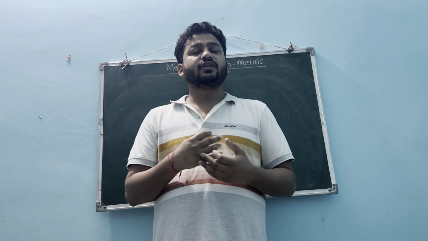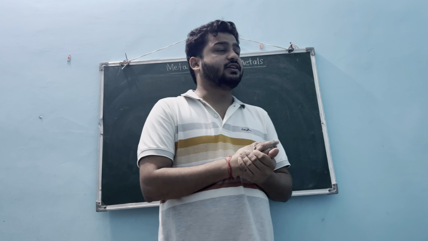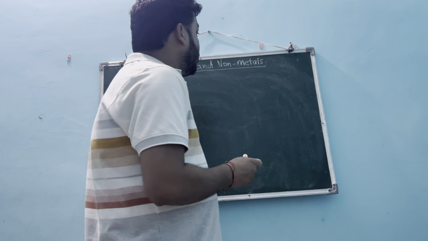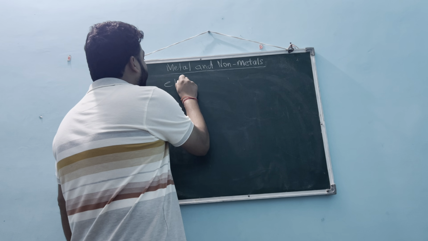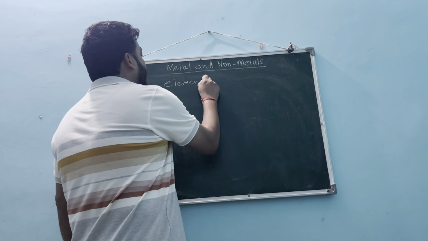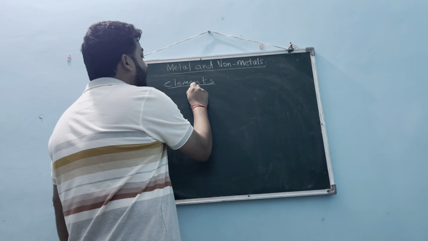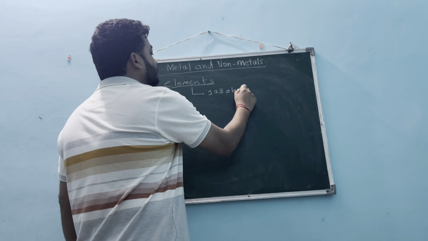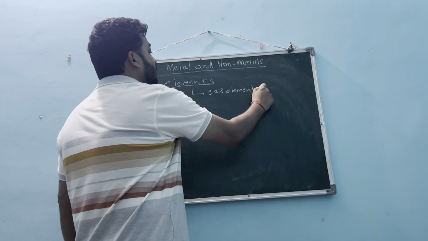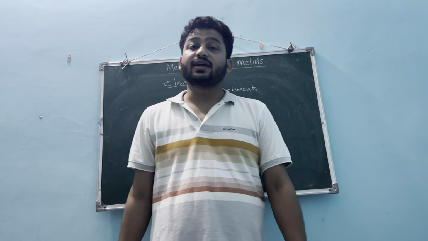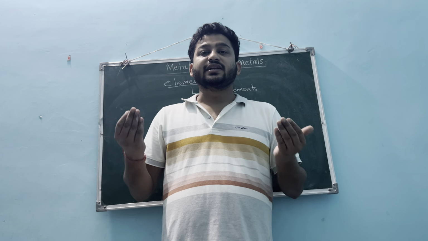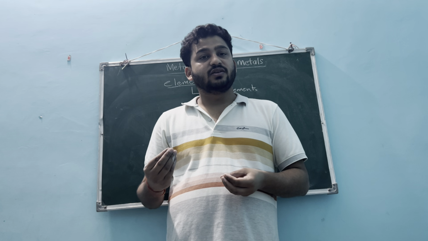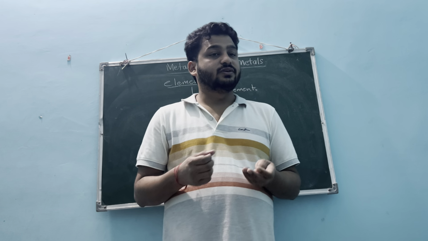I'm going to start a very important chapter of class 10th NCERT chemistry, that is metals and non-metals. You must have learned in class 9th what elements are, and you know there are 118 elements present on earth. Out of them, 90 are naturally occurring. It means some of the elements are also human made, right?